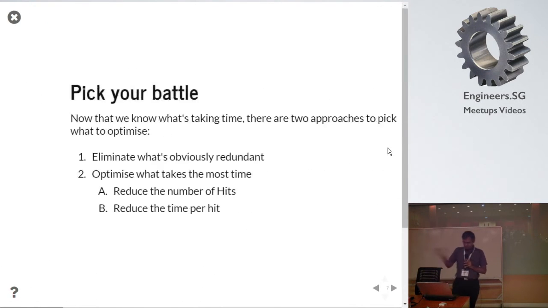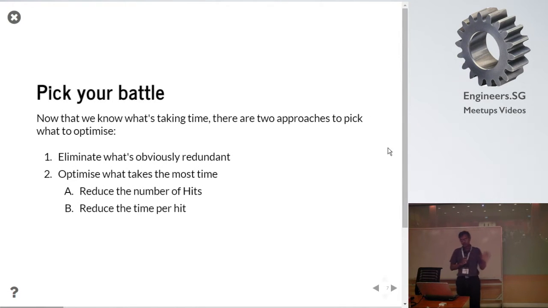Which brings me to my three top rules for optimizing. Basically, it's about picking your battle. If you find something that's obviously redundant, get rid of it. That's free money. If you find something that is not so obviously redundant, then you've got two approaches. One, you can reduce the number of times that line is executed, or you can make the function go faster. Quite often, the former is easier.